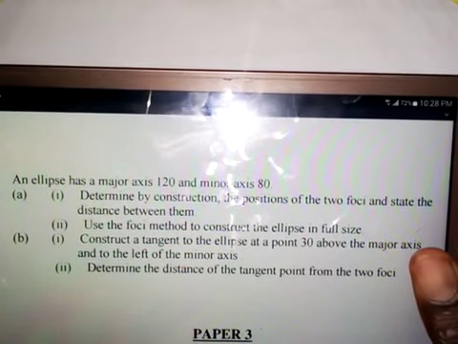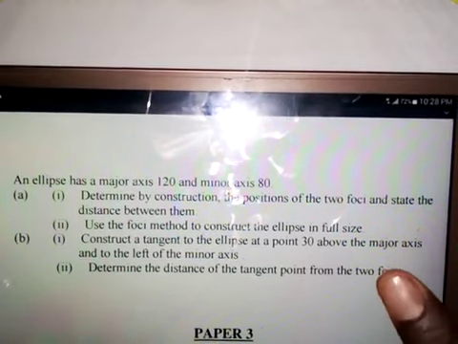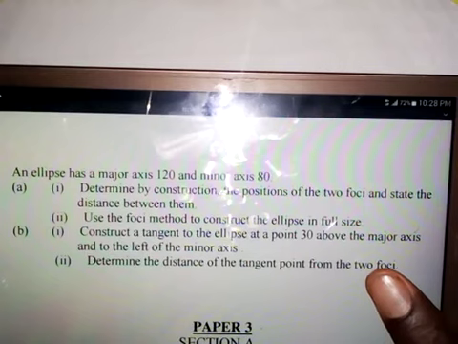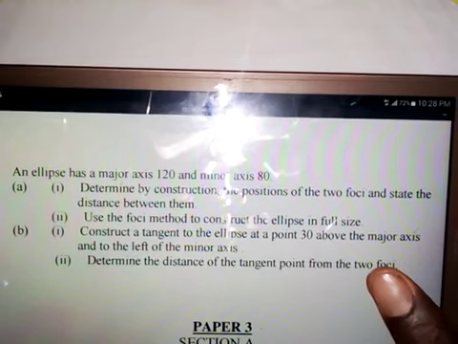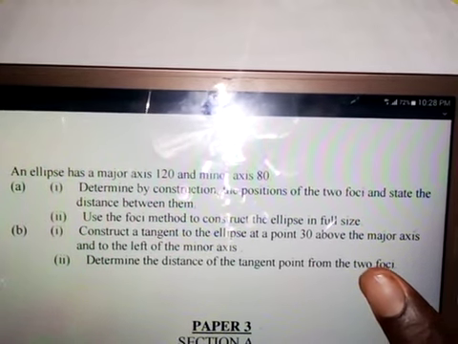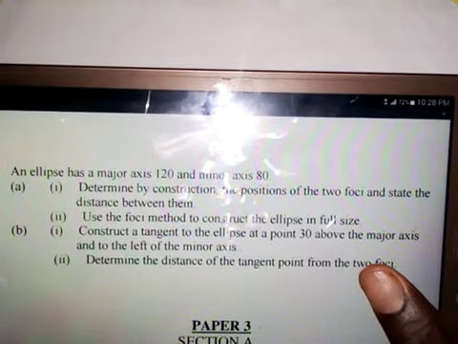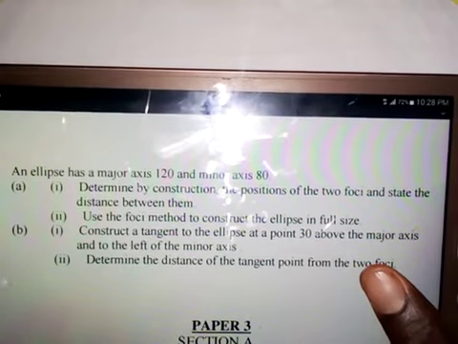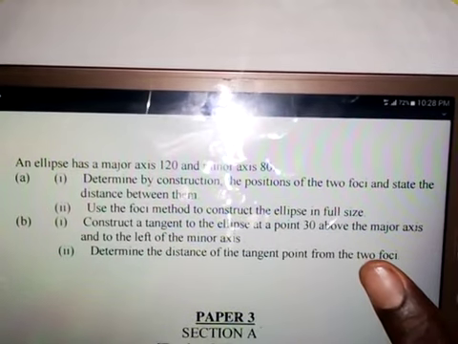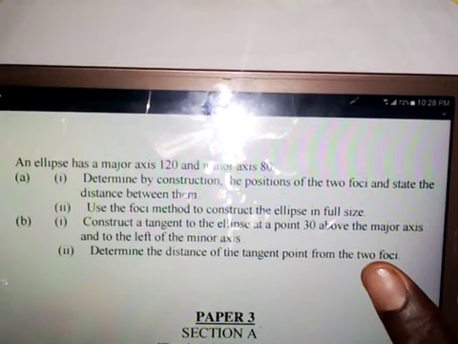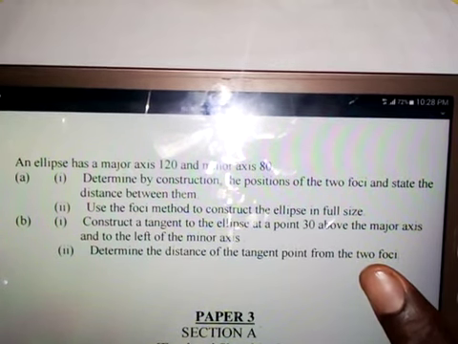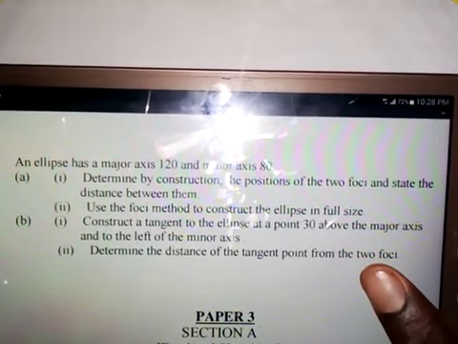Now this question says that an ellipse has a major axis of 120 and a minor axis of 80. Question A, Roman figure 1 says that we are to determine by construction the positions of the two foci and state the distance between them. And Roman figure 2 says to use the foci method to construct the ellipse in full size.